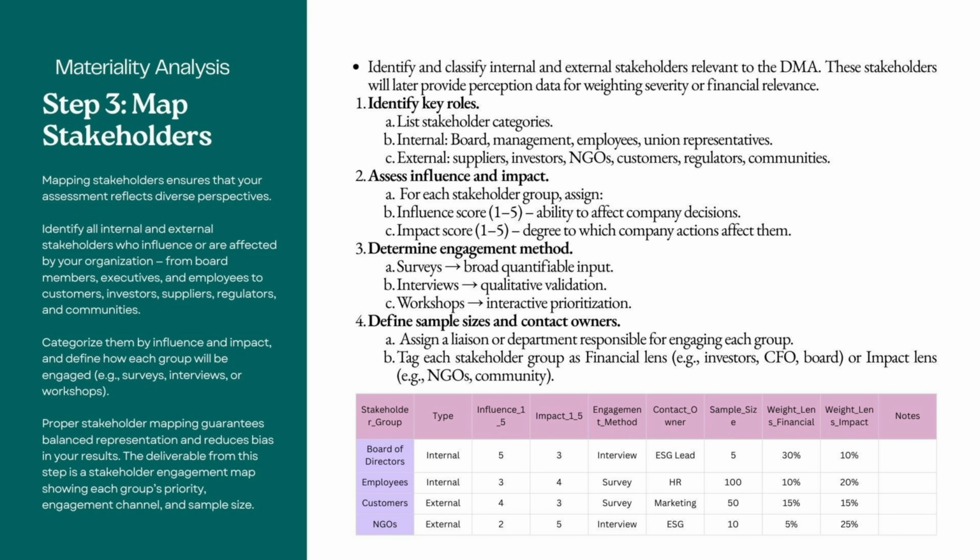To sum it all up, influence and impact are assessed for each stakeholder group. An influence score from 1 to 5 reflects the stakeholder's ability to affect company decisions. An impact score from 1 to 5 reflects the degree to which company actions affect that stakeholder. The engagement method is then determined. Interviews provide qualitative validation, workshops enable interactive prioritization, sample sizes and contact owners are defined. A liaison or responsible department is assigned for each stakeholder group.